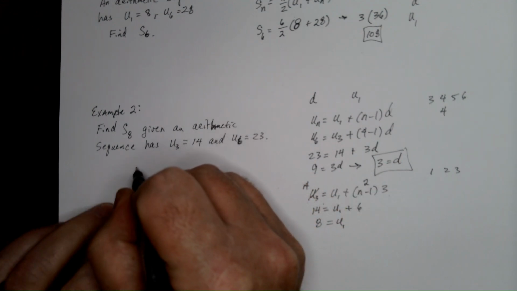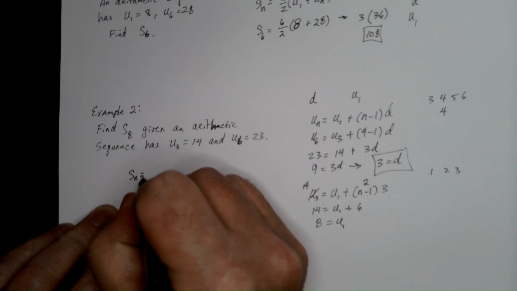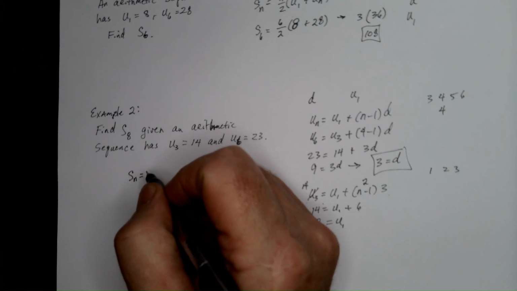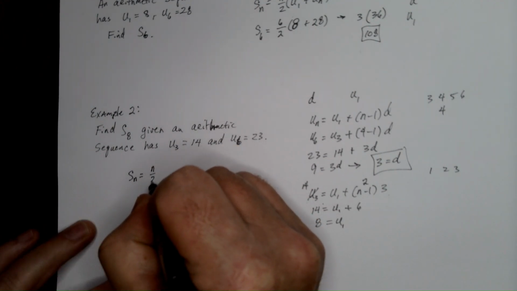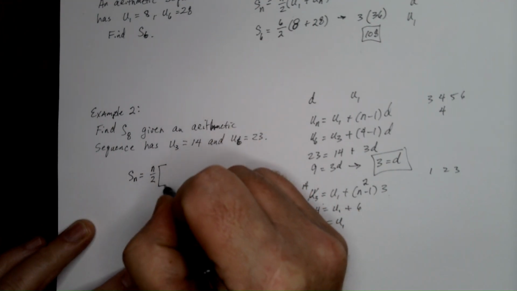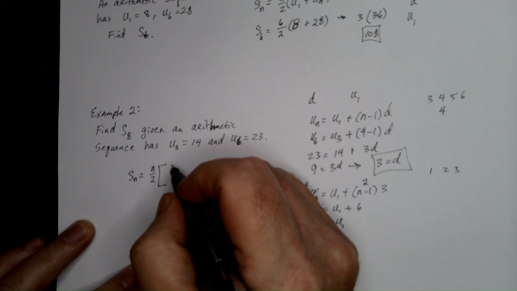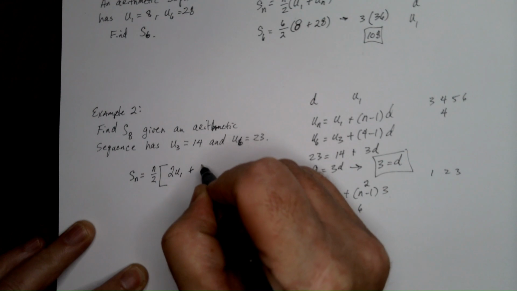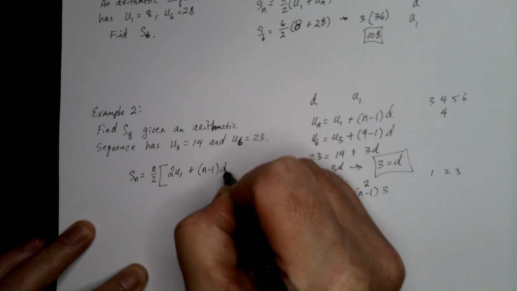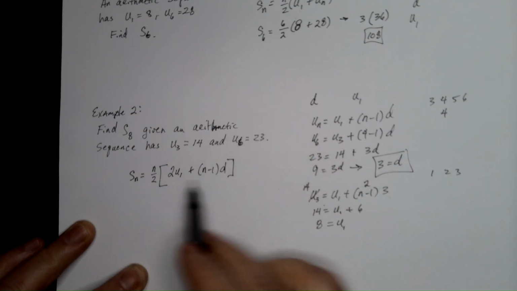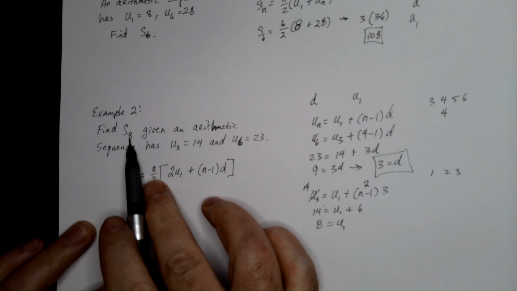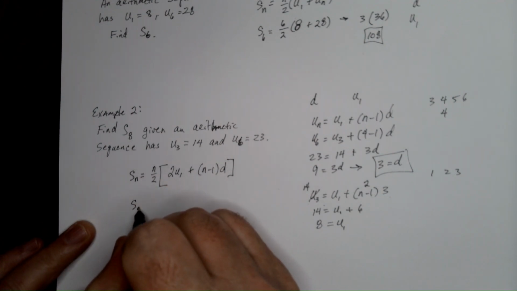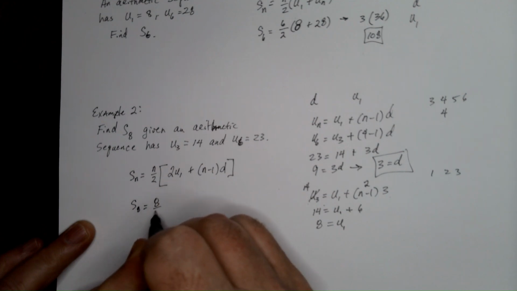So my other formula, the one we haven't used yet, I'm going to write it out very carefully. n divided by 2, and then 2u1, twice of u1, plus n minus 1 times d. All right, so I can plug this in right here. I've got to find up to 8. So n is 8. So S8 is going to be 8 over 2.